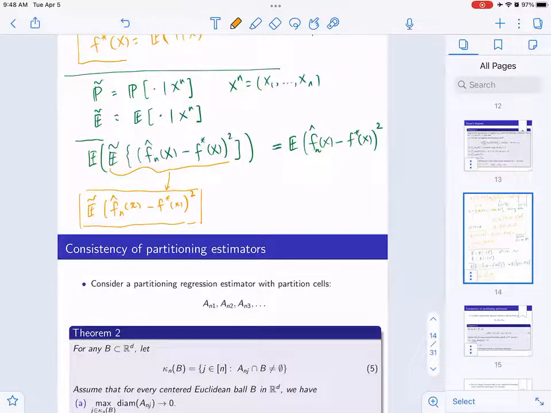The idea is to first condition on X^n and then evaluate at the deterministic point. This is rather simple because once I condition on X^n, the weights are fixed, and I'm evaluating at fixed points, so the weights are really deterministic. The only randomness here is just from the yi's in the training.